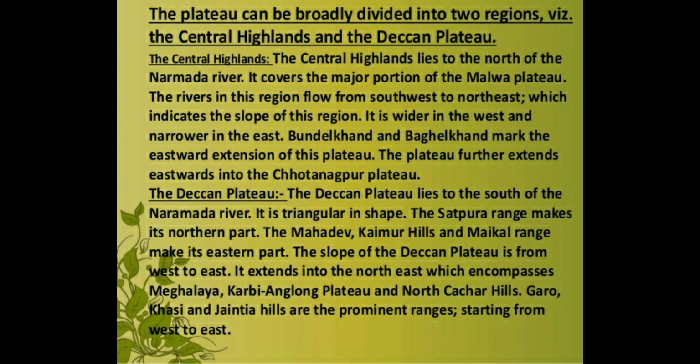The Central Highlands lie north of the Narmada river. It covers the major portion of the Malwa Plateau. The rivers in this region flow from southwest to northeast, which indicates the slope of this region. It is wider in the west and narrower in the east. Clear to you? Wider in the west, narrower in the east.